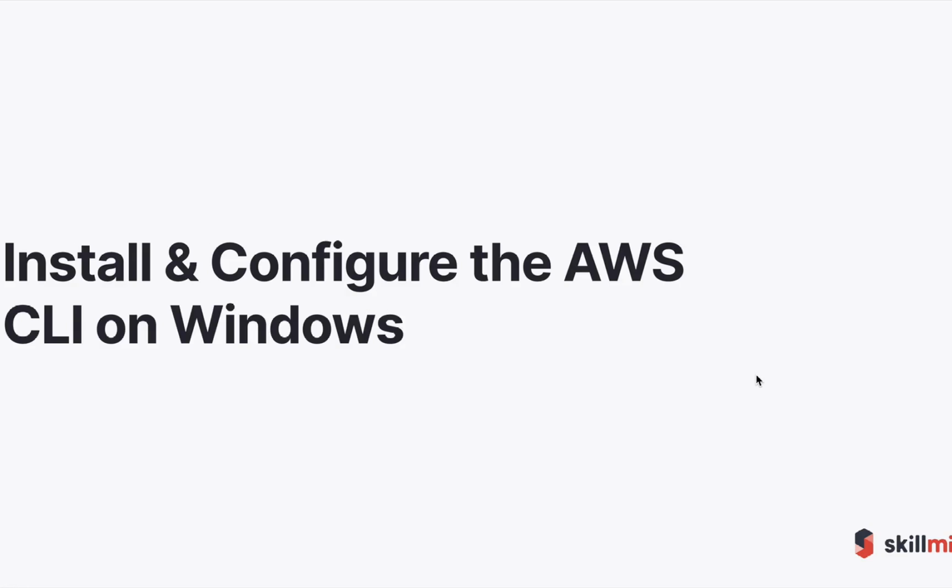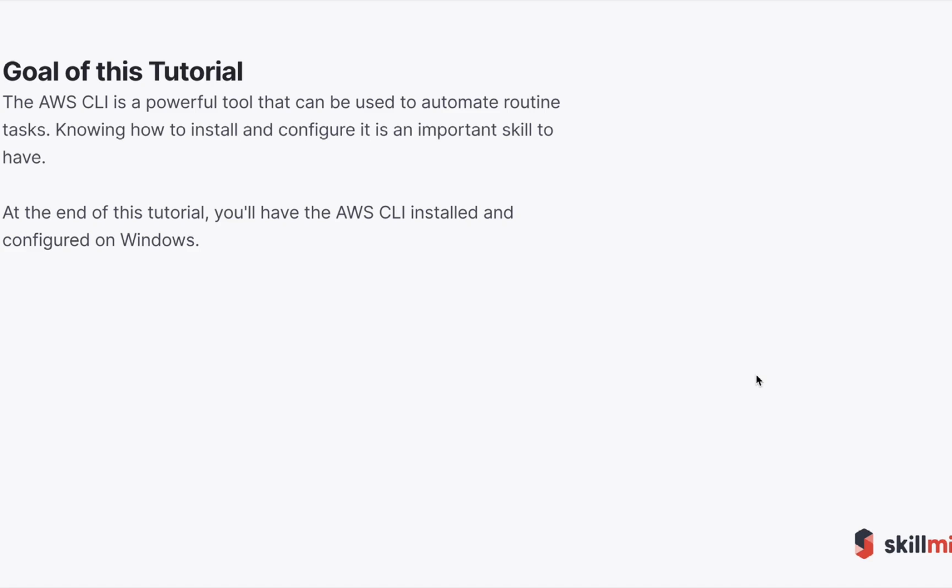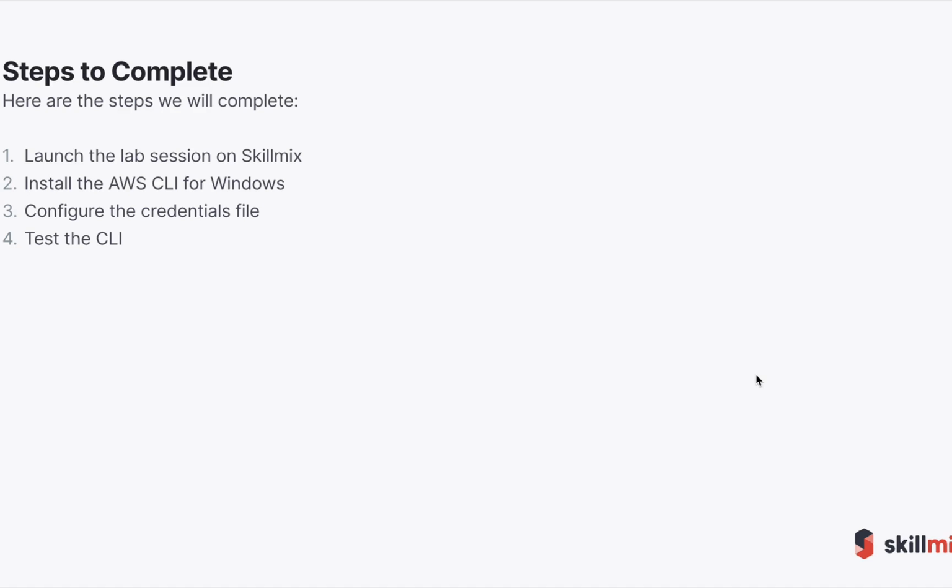In this tutorial, I'll show you how to install and configure the AWS CLI on Windows. When you complete this tutorial, you will have the CLI installed, configured, and you'll run a test command to make sure everything works. It does help if you have some background of AWS, and you should have some familiarity with the Windows command prompt. And then here are the steps we will complete.